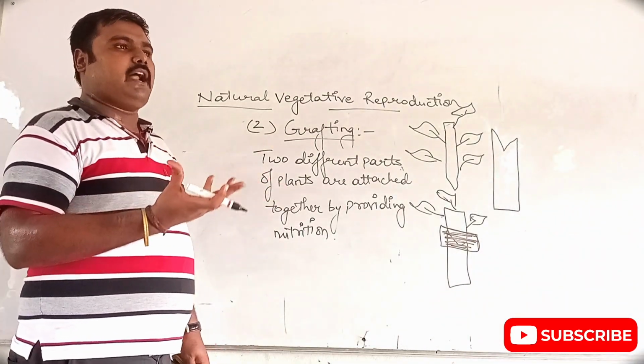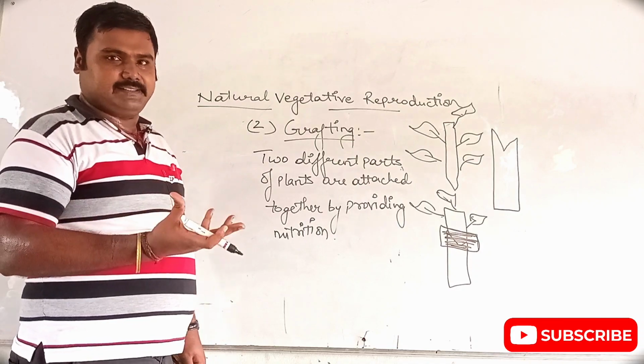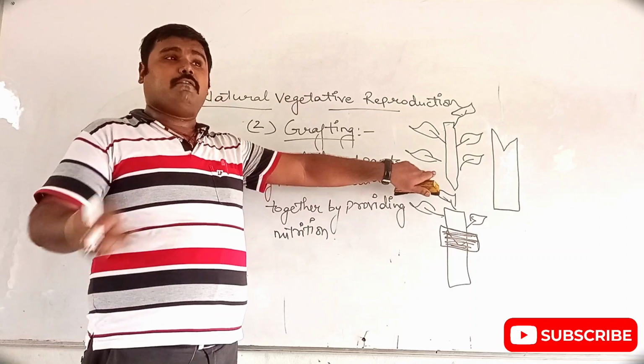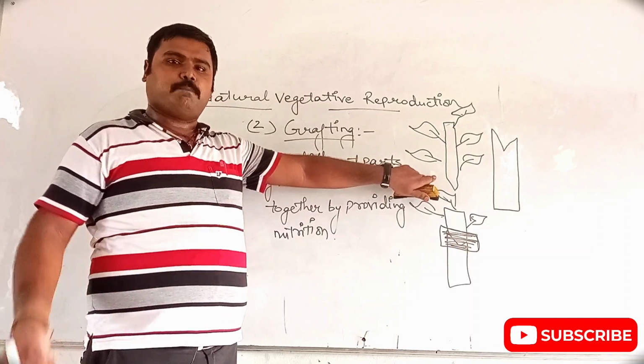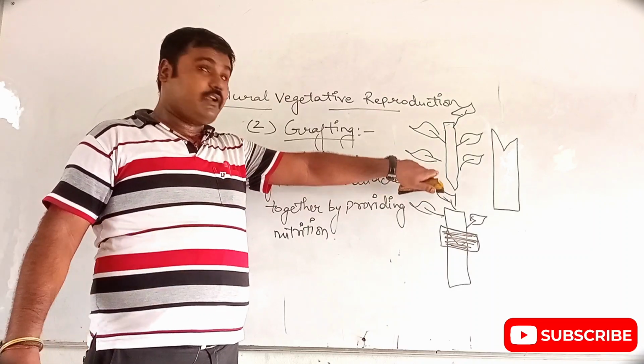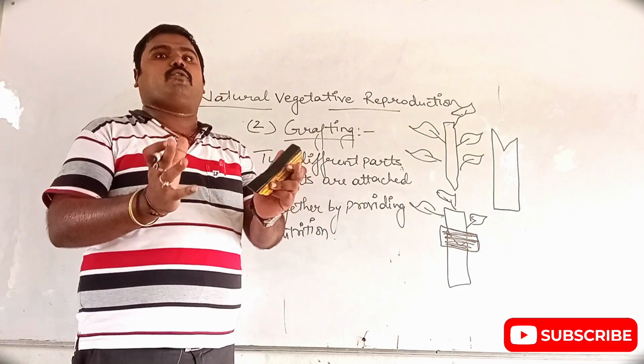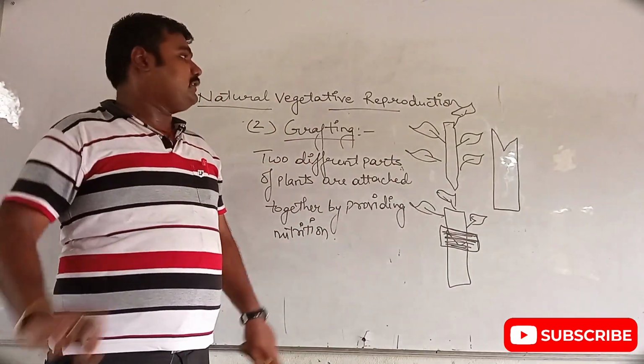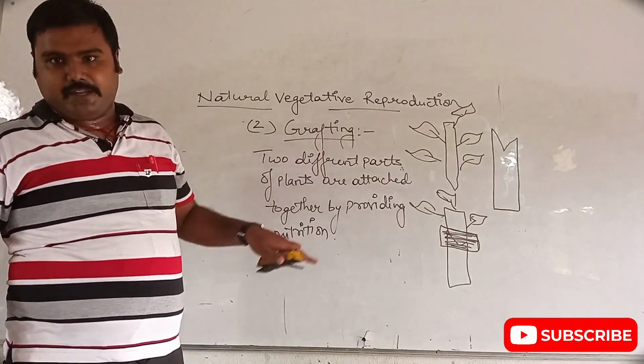The most common example for grafting: you can see that we have a plant with multicolored flowers. Suppose a plant of red rose is present. We can graft a branch of white rose, black rose, or purple rose together onto the plant of red rose. So a plant can show different varieties of color. So this is the example for grafting.